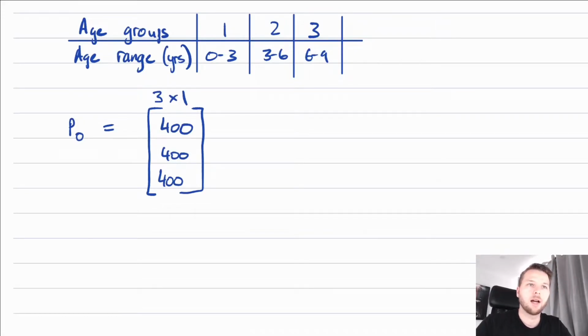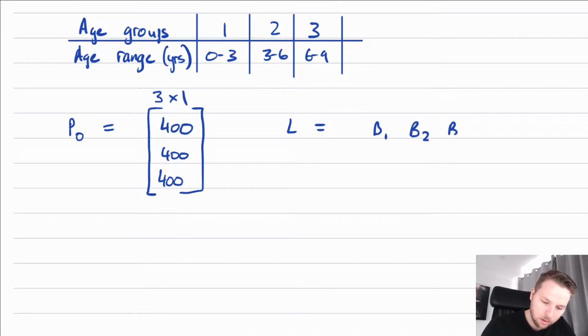Okay. Next, we set up the Leslie matrix. So this is where the interesting things happen. We're going to use L for Leslie matrix. And the way it's set up is we have B1, B2, and B3 along the top. And then we've got S1, S2, and zeros everywhere else.